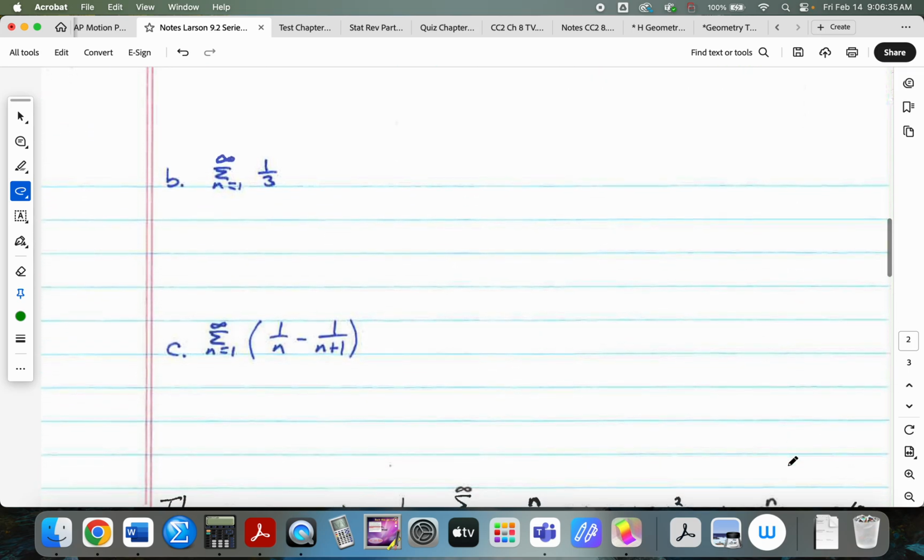Let's take a look at this one. So my sequence of partial sums, this says I'm going to have the summation as n goes from 1 to infinity of 1/3. That means I'm going to add 1/3, and then add 1/3, and then add 1/3. So S sub 1 is going to be 1/3. S sub 2, I'll add another third, that'll be 2/3.